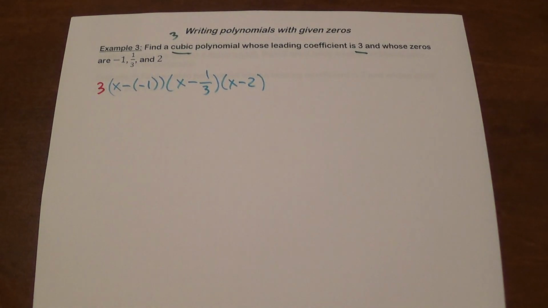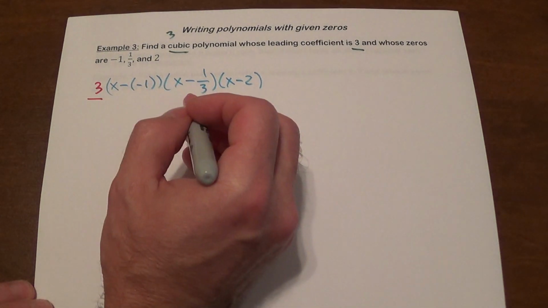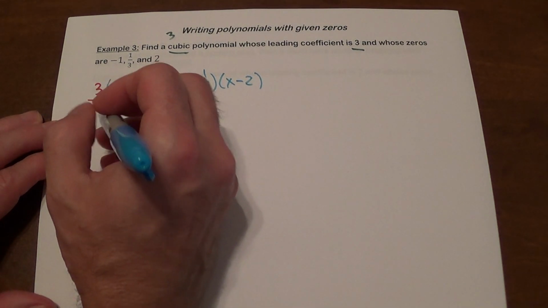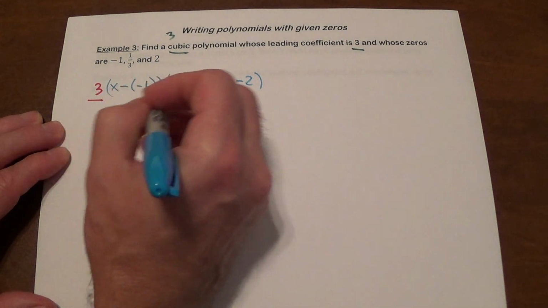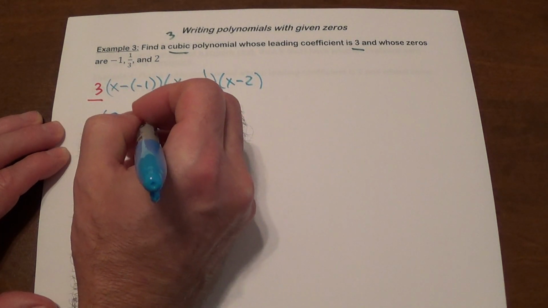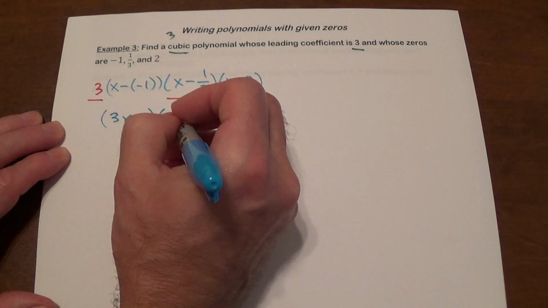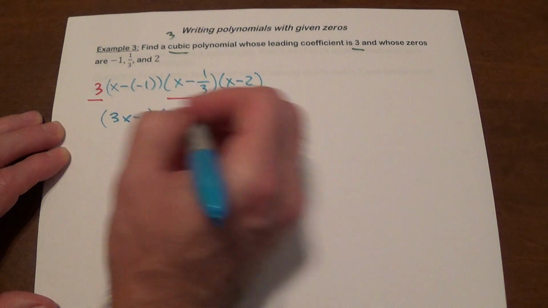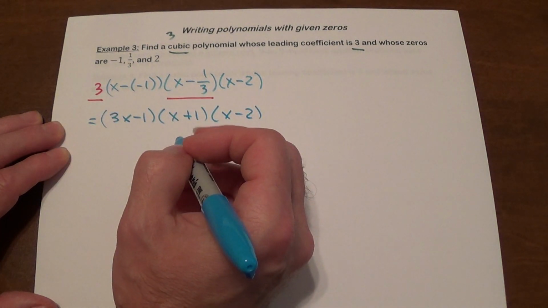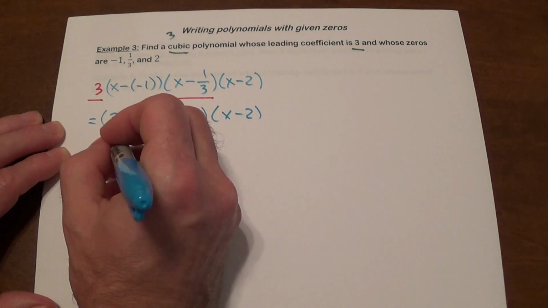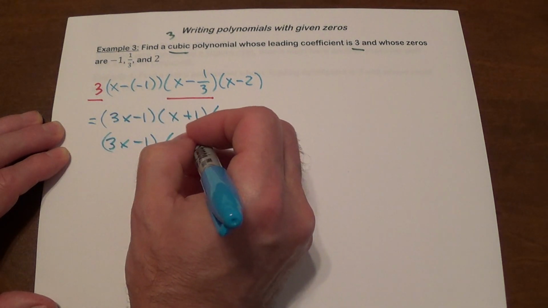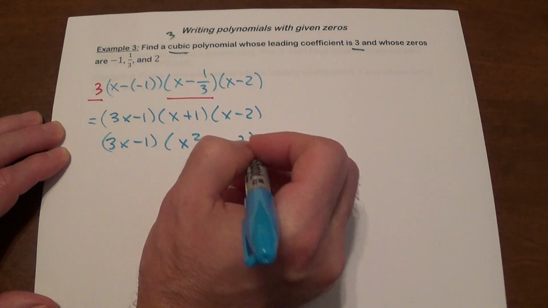And what makes perfect sense here, take a look at these two. I'm actually going to multiply by 3 to get rid of that fraction. So when I multiply, this part is going to give me 3x minus 1, which has no fraction. Then I have x plus 1 from this one, and I have x minus 2. Okay? So when I multiply these two, I'm going to keep this one for now. When I FOIL, this is x squared minus x minus 2.